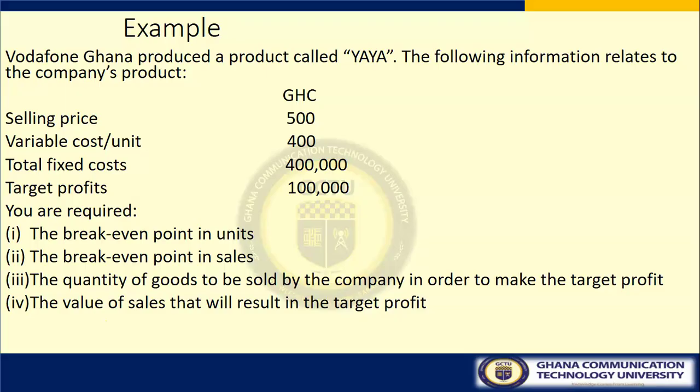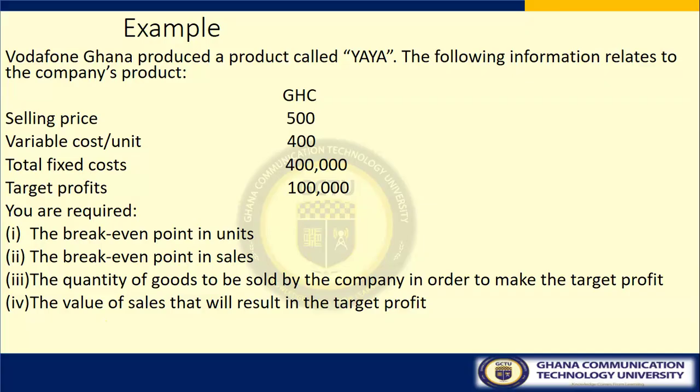So the information given to us are the selling price, the variable cost, total fixed cost, and target profit. Remember, the first step is to find your contribution, right? And we know from the formula, contribution is equal to selling price minus variable cost. So 500 minus 400 will give us 100. So the 100 is going to be our contribution.